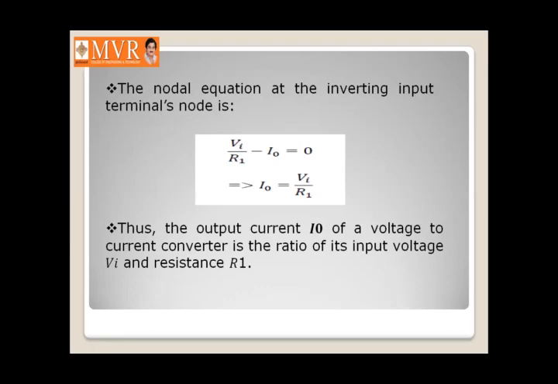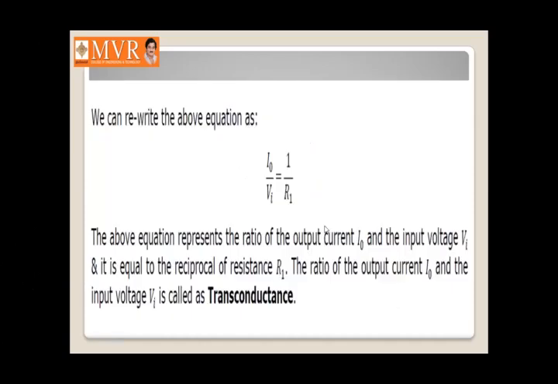Here from this equation you can see that the output current is proportional to Vi, as R1 is a fixed value. So I naught is equal to Vi by R1. This is what we have obtained. So output current is proportional to the input voltage.